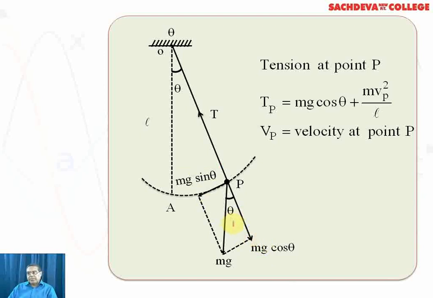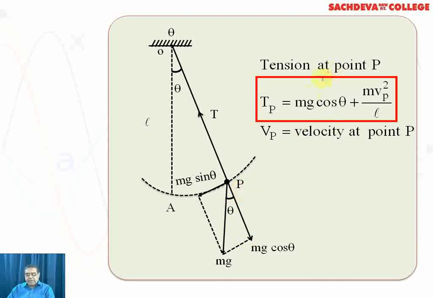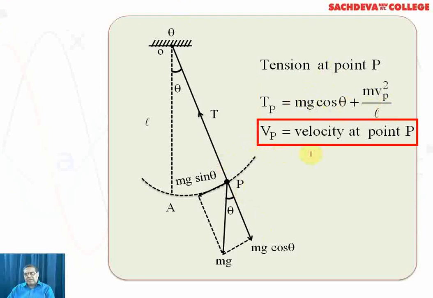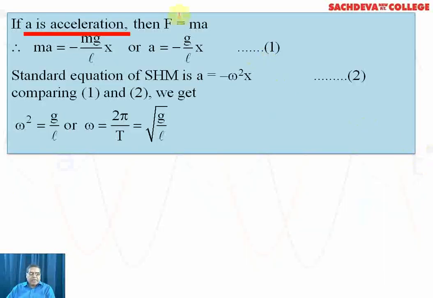Tension at point P can be given by mg cos theta plus mv square over r. But instead of r, we can take L because the length of the string is assumed to be L. So T_P is equal to mg cos theta plus m v_P square by L. What is v_P representing? That is the velocity at point P. If a is acceleration, then F is mass into acceleration, or we can write mass into d square x over dt square. However, we don't require it, so we make it F is equal to ma.